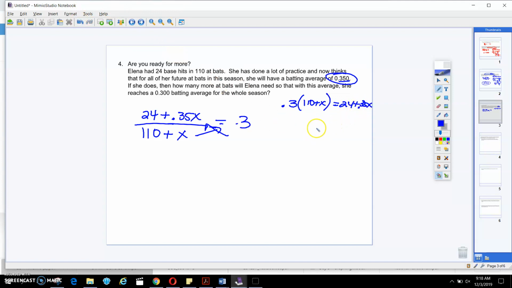Today's not the day. All right, so when I distribute this, this says 0.35x. So when I distribute this, I'm going to get 33 plus 0.3x equals 24 plus 0.35x. Every time I run out of room on this side. That's a 0.35. Yep, 0.35 on that side.